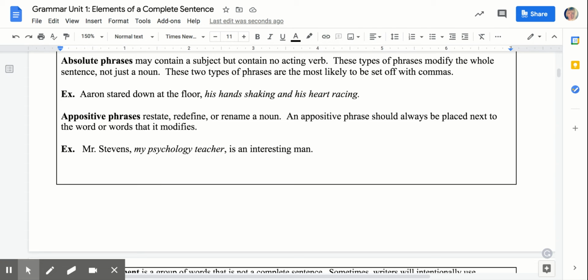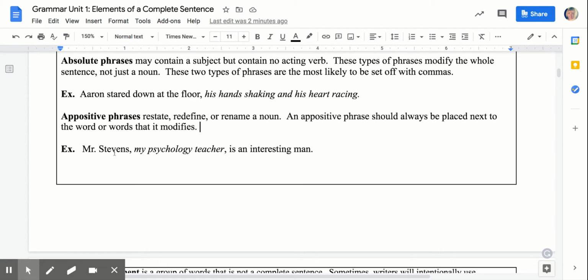Okay. Appositive phrases. Appositive phrases are generally very easy to identify because they restate, redefine, or rename a noun that is in the sentence. Essentially, we're going to get more information about a noun. It's going to tell us which specific person, place, or thing we're referring to. So it should always be placed next to the noun that it's modifying, or we are getting more information about.